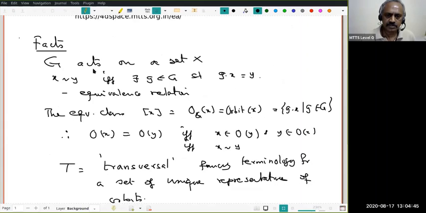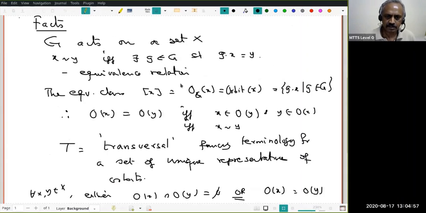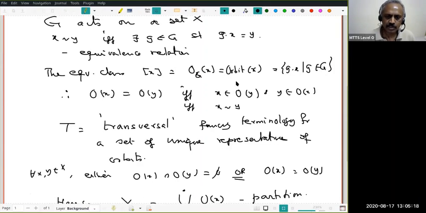Let's assume G is a group acting on a set X. Then we have defined X is equivalent to Y if and only if there is a g which takes X to Y, that is g dot X equals Y. We have seen that this is an equivalence relation. But we had also defined, for any X in the set X, the orbit. The orbit of X is defined to be g dot X, where g varies over G. And what you have seen is that the equivalence class of any X in the set X is nothing other than the orbit of X. And hence, what do we get?